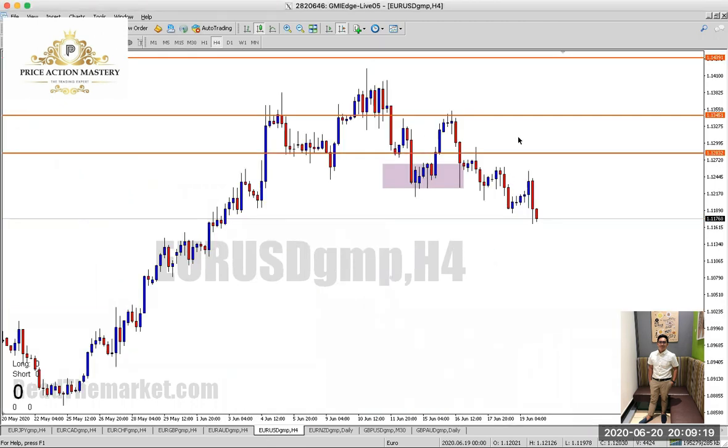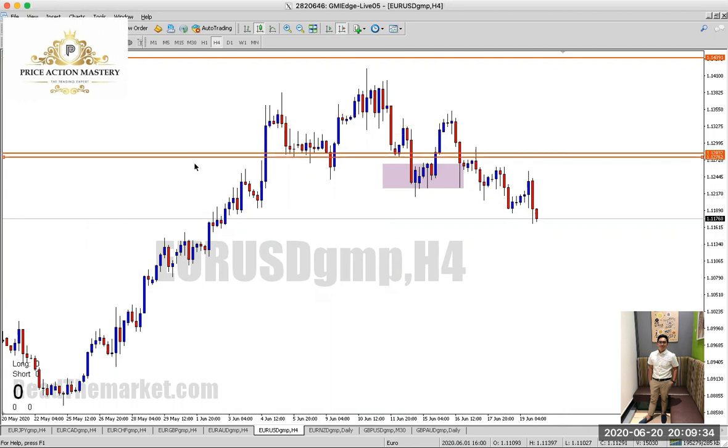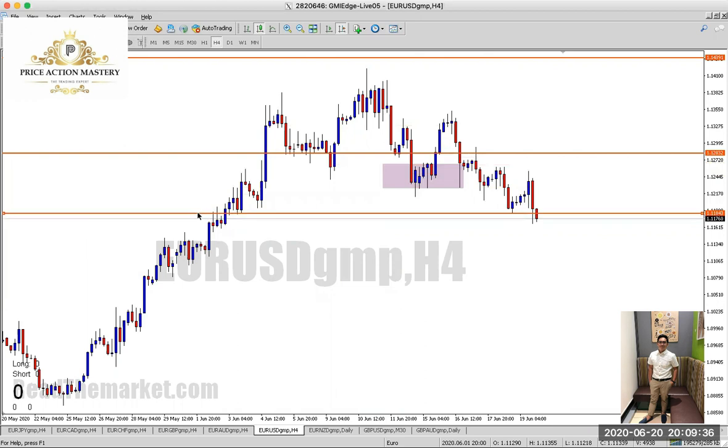Okay, so Euro USD. Overall it is a sell trend, very clear. As you can see, the lows keep on happening lower and lower. So this will be the support level. Can you see that? Why would I say support? Because, can you see, support, support, support.